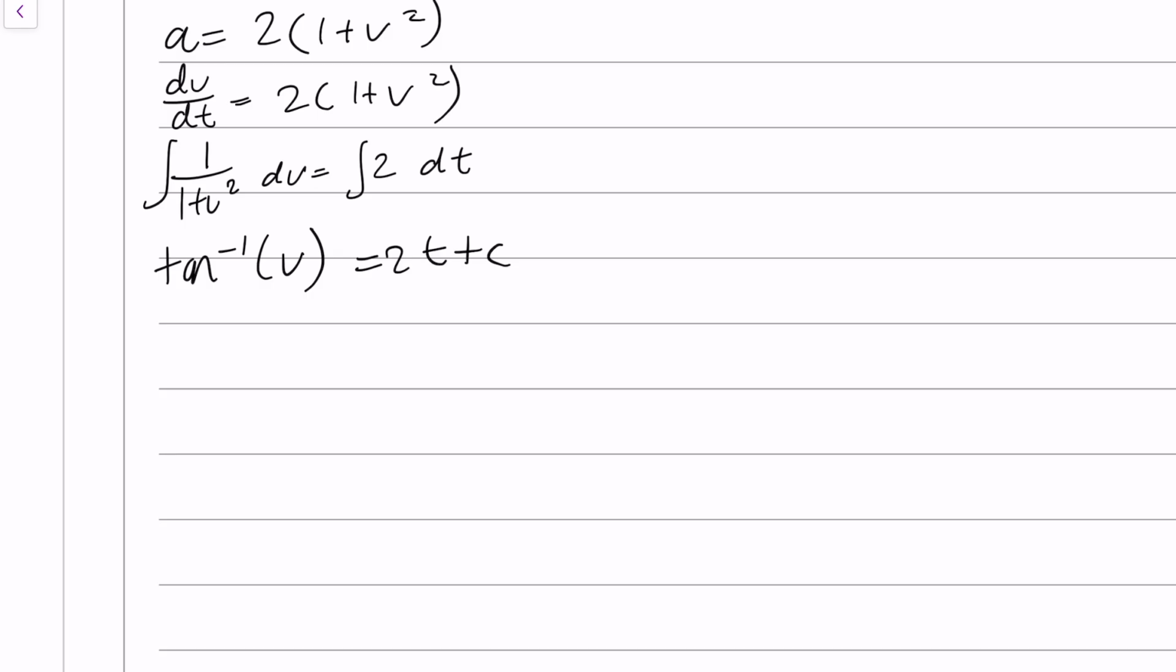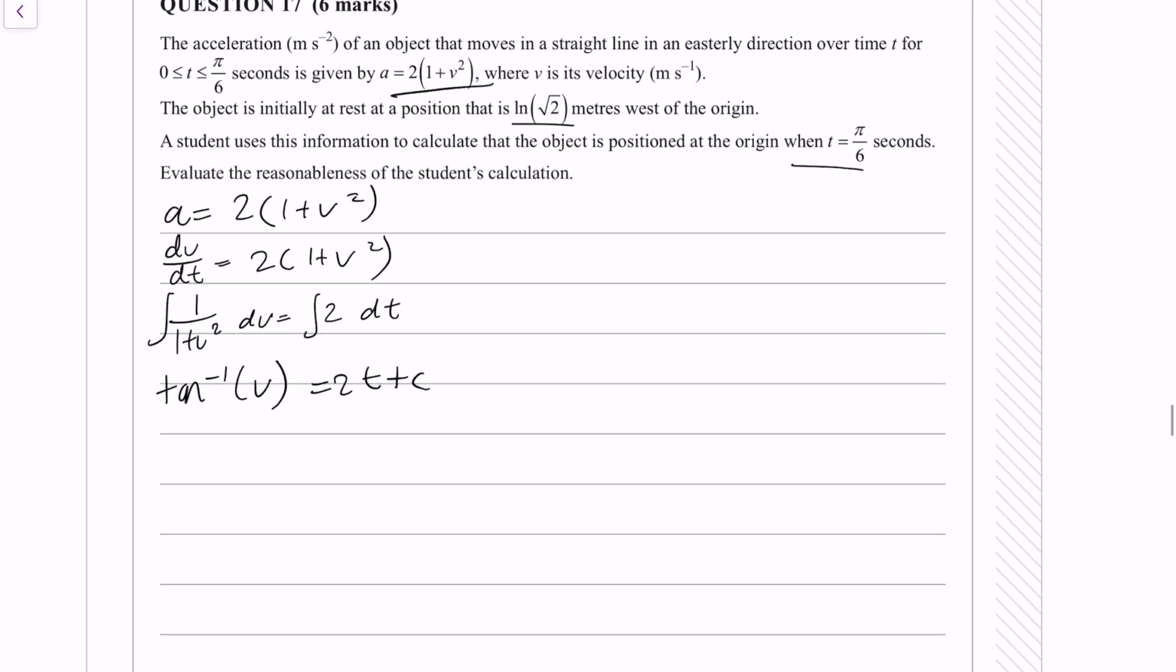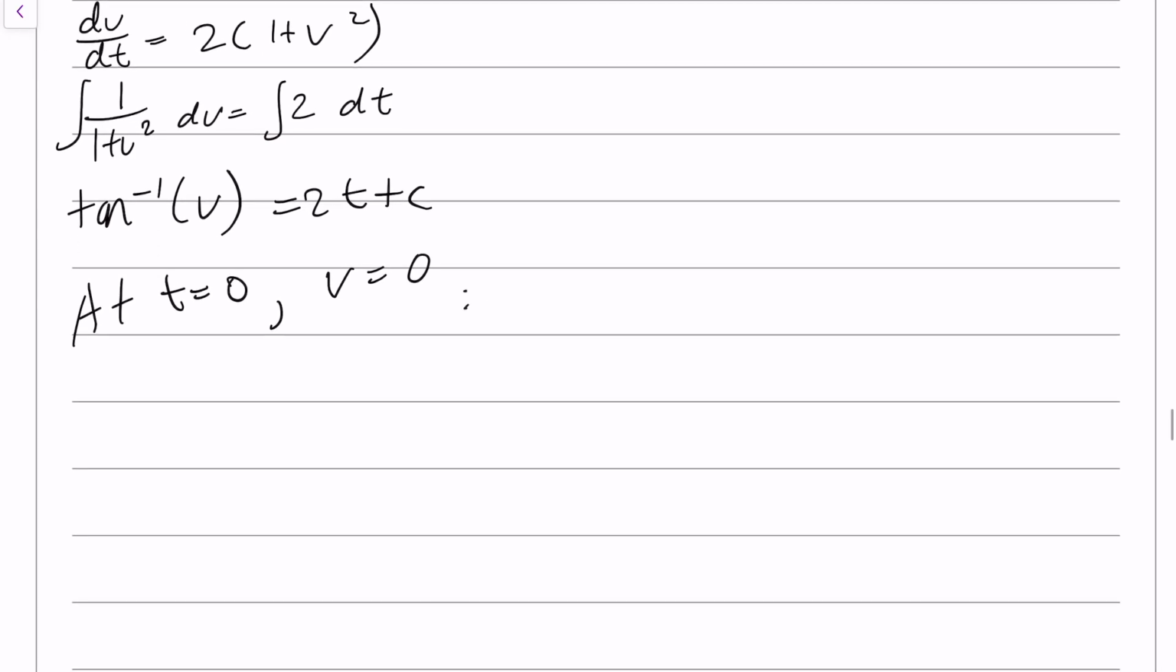Okay, and I can find out what c is because I know that at time equals 0, the object is initially at rest, so my velocity is equal to 0 as well. So I can use that knowledge to say that the inverse tan of my velocity, which is 0, is equal to 2 times 0, which is 0, plus c. So c is equal to 0 because I know the inverse tan of 0 is 0.